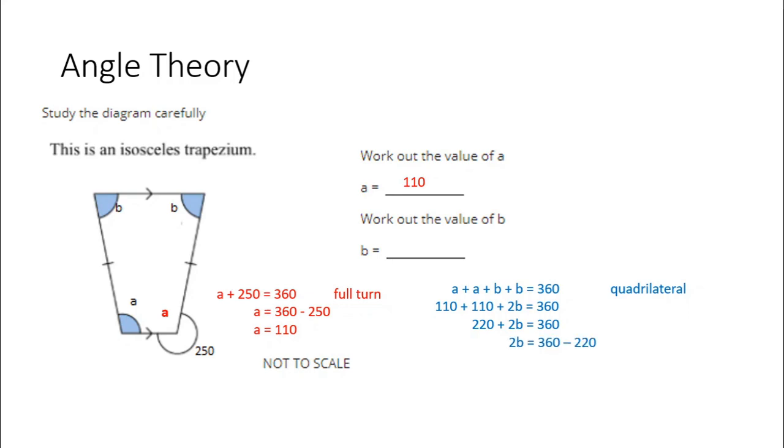2B equals 360 minus 220, which means B is equal to 140 divided by 2. Because the 360 minus the 220 was 140. 140 divided by 2 is 70, so B must be 70. Okay, well done, guys.